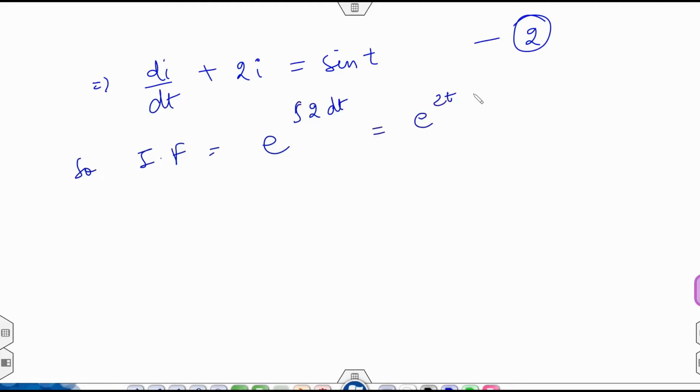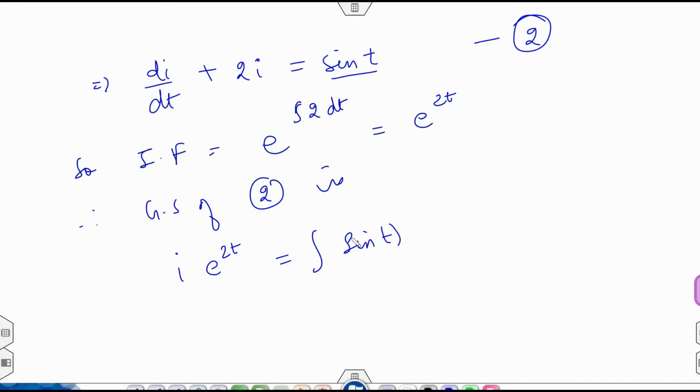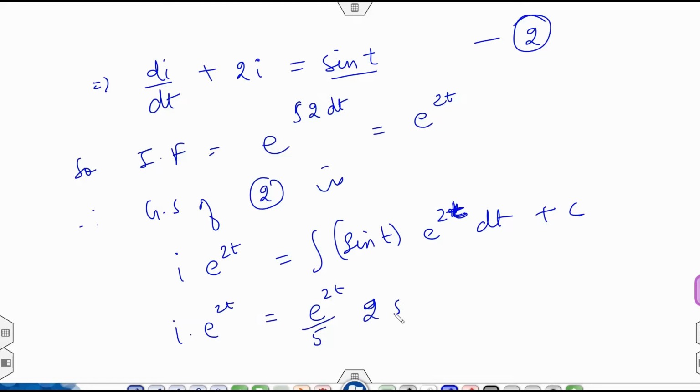So therefore the general solution of this is i times the integrating factor equal to the integration of sin t into e^(2t) dt plus an integration constant. So finally after this I will get i e^(2t) = e^(2t)/5 (2 sin t - cos t) + C.